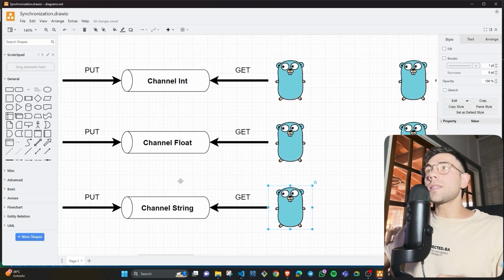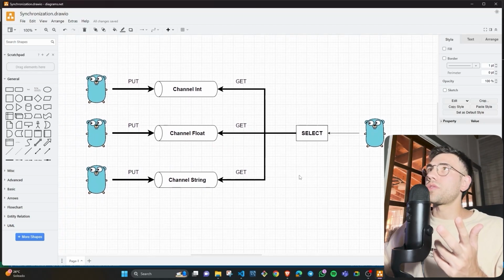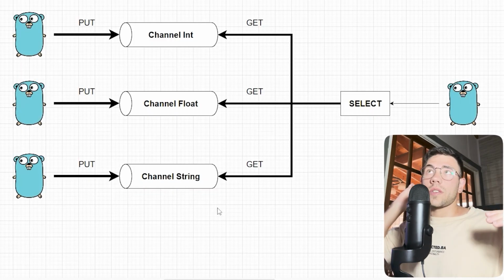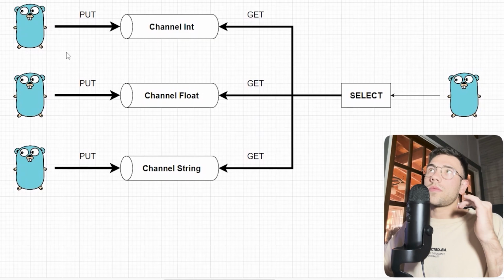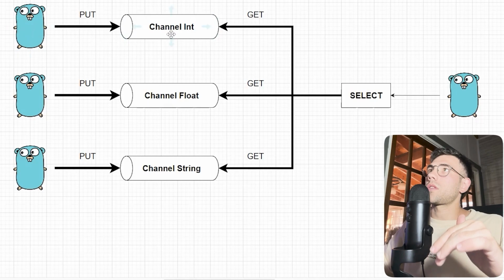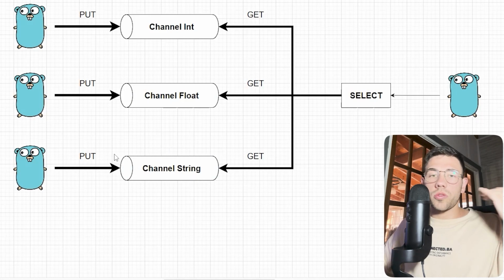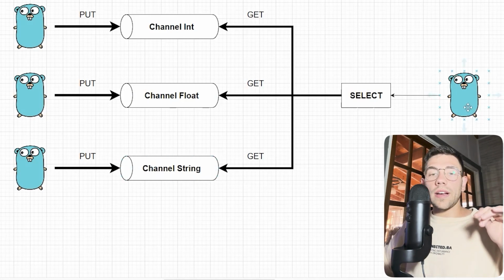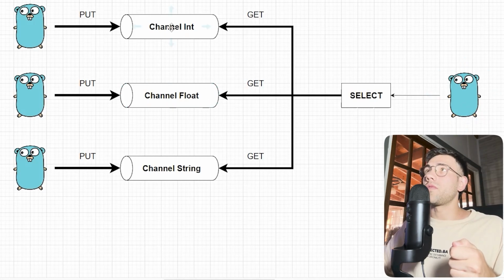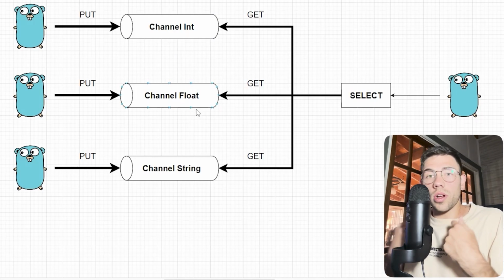So with a select statement, it will look something like this. We have 3 channels: a channel of integers, of floats, and of strings. There will be some goroutines dedicated to putting data through those channels. For example, a goroutine that puts some integers here, another that puts float numbers here, and another that puts strings to this channel. But we will have just one goroutine to listen to all the channels. And the first data that comes from any of those channels, we will handle and do whatever we want to do with that data.